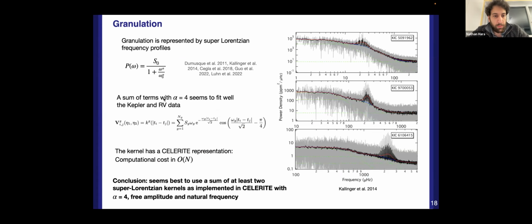Okay, so for granulation in particular, something that seems to work well in RV and also in photometry is the so-called super Lorentzian profile with a decay to the power 4. So this is the power spectral density, and it seems to decrease with the power 4 of the frequency. And the advantage of this kernel is that it has accelerated representation, so you can use an efficient numerical method to compute it. And for the granulation, the conclusion seems to be that you need at least 2 different timescales, so 2 different super Lorentzians with a free amplitude and natural frequency.